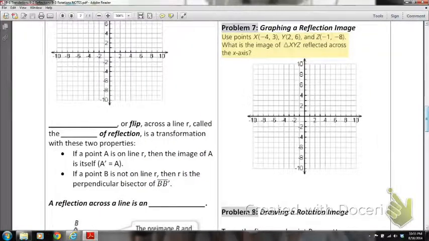In problem 7, we will be graphing a reflection image. So we're going to use the points X at -4, 3, Y at 2, 6, and Z at -1, -8. So this is the pre-image, which is triangle XYZ.